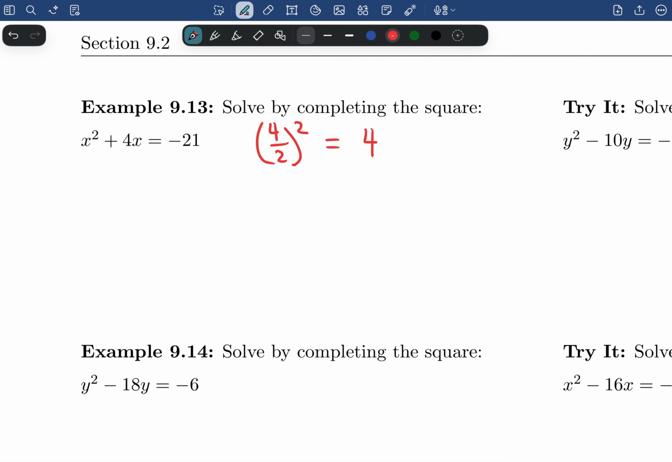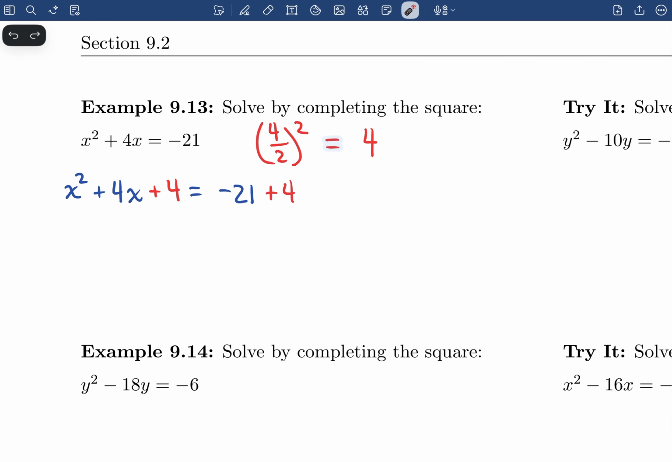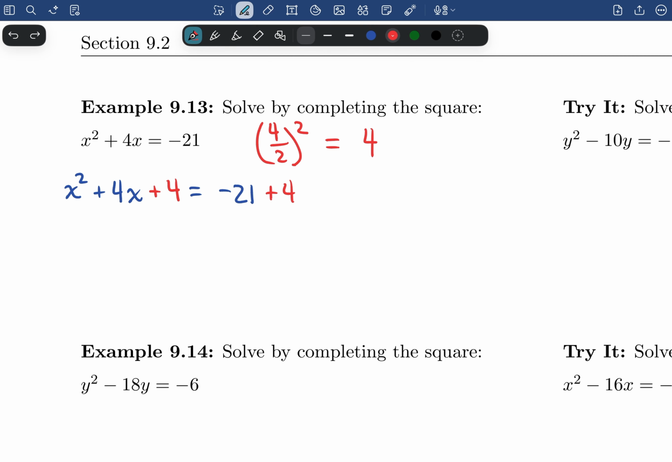Awesome. Now what do I do with that? I take my original equation, which is x squared plus 4x equals negative 21, and I add the 4 that I just found. This 4 right here, I add it on the left side and the right side of the equal sign. Okay, I've balanced my equation. And why did I do that? Because this creates a perfect square trinomial on the left-hand side, which I can factor to a binomial squared.